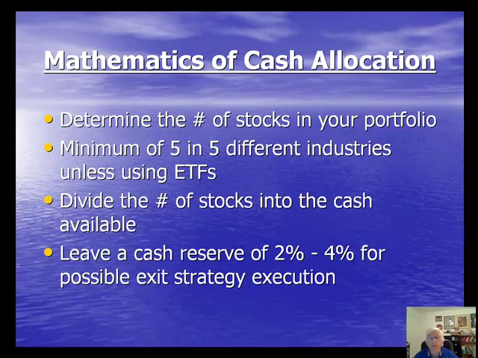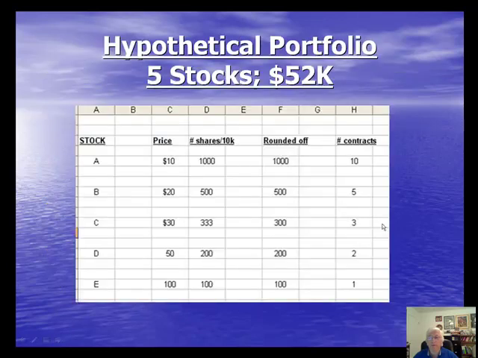We want to maintain a minimum of 5 stocks in 5 different industries unless we're using exchange-traded funds. But for purposes of this video, we're going to use individual equities, which will normally give us higher monthly returns. So what we do is we take the number of stocks and we divide it into the cash available. And then we want to make sure again that we leave a cash reserve of 2 to 4% of our entire cash amount available for possible exit strategy execution.